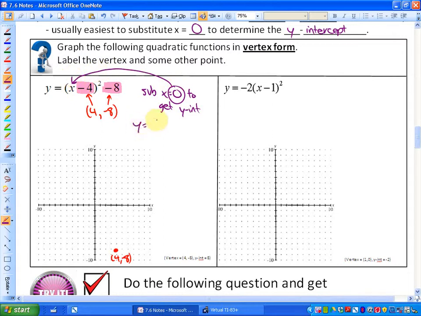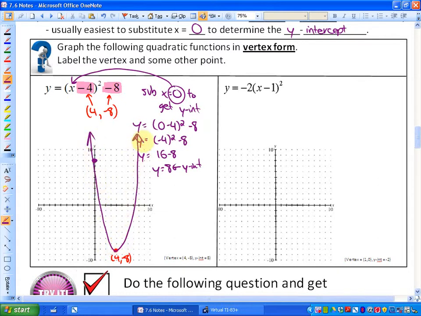So it's y is equal to 0 minus 4 squared minus 8, which is negative 4 squared minus 8. Negative 4 squared is positive 16 minus 8, and that's 8. So your y-intercept is positive 8, and that's useful because now we know that this is a more narrow type of function. So your quadratic function would look something like that.